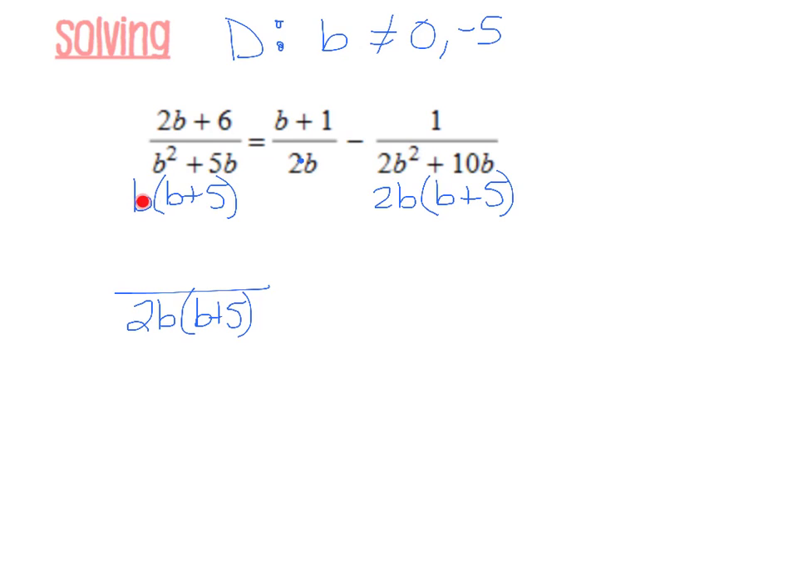Looking at this first fraction, the only thing I'm missing is the 2. Let's take it times 2, but do that on the top as well. The second one, I'm missing the b plus 5. Multiply, ooh, look at that. I already have a quantity there. I'm going to end up doing some FOIL on that one.